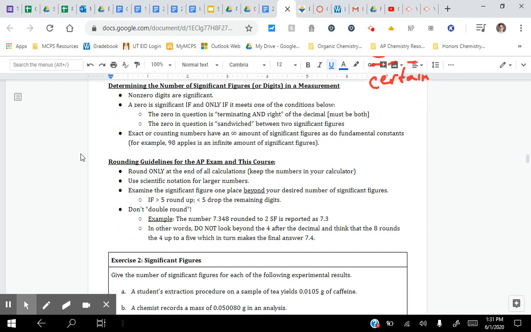All right, some rules for determining the number of sig figs in a measurement. Non-zero digits are significant. A zero is significant if and only if it meets one of the conditions below. The zero in question is terminating and right of the decimal, must be both, or it's sandwiched between two significant figures. If it is an exact or a counting number, it's going to have an infinite number of significant figures. So for example, 98 apples is an exact number. That is an infinite number of significant figures.